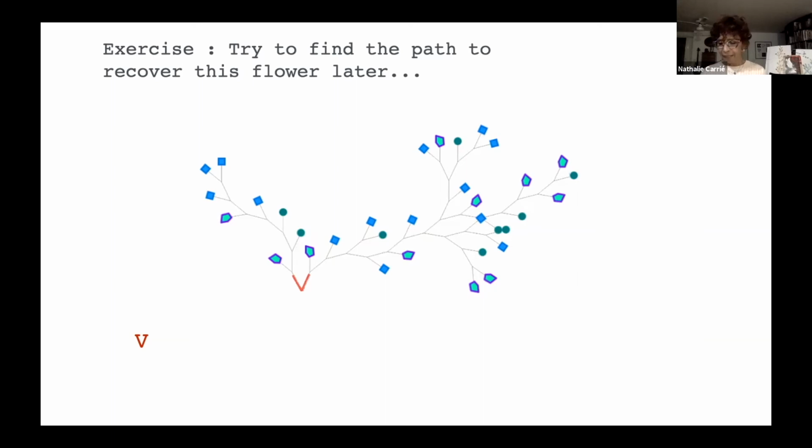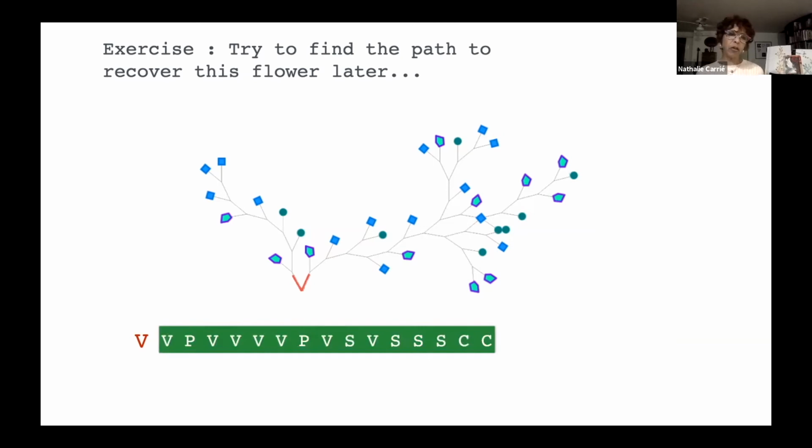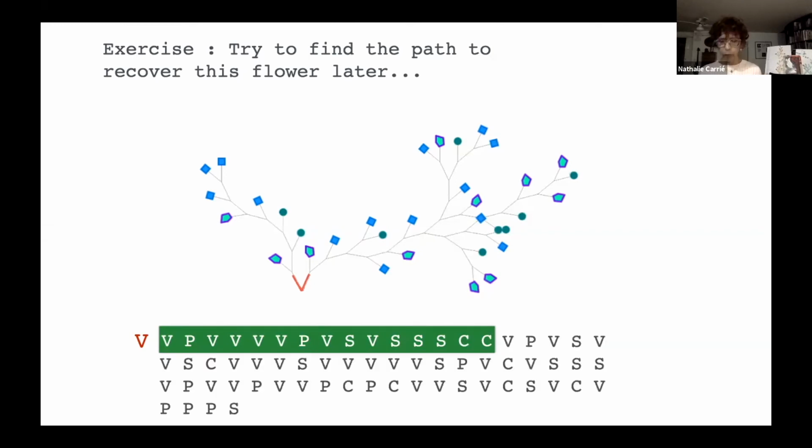You get it? We try? Okay, so you have a V first, a polygon, so P, then V, V, V, V, a polygon, again a V, a square, S, again a V, a square, and then we go back, a square, a circle, C, a circle, C. So you can code like that. And then you have all the code of the flower if you keep on coding like that. So if you have just a code, you can draw again the flower.